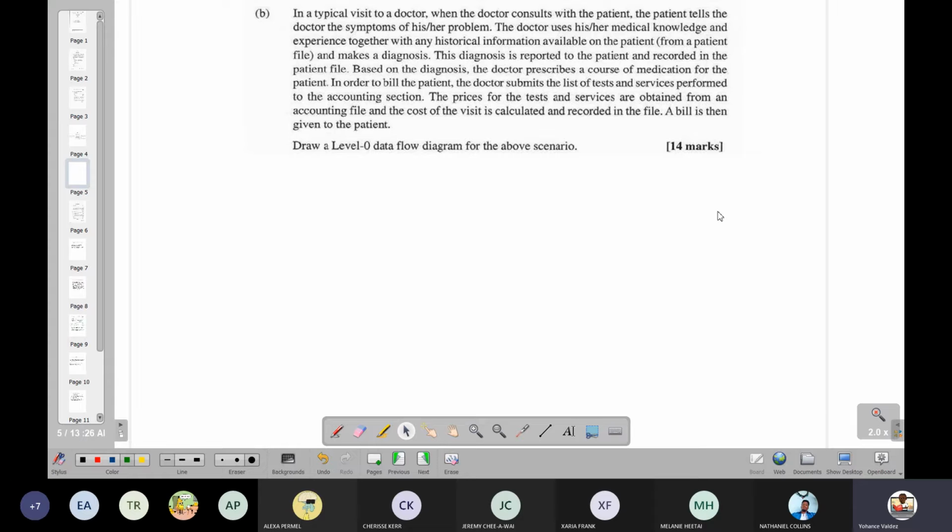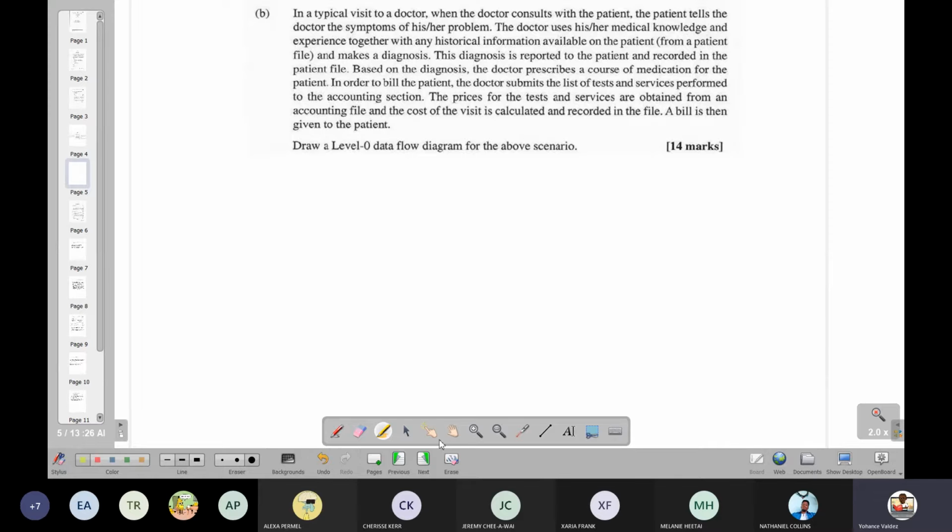So we want to be able to create a level 0 data flow diagram. This is 14 marks, right? This is not just the big circle, the context level diagram. This is the first level data flow diagram. Okay? So we want to first try and identify any external entities. How does our system work? And this is sometimes why a context diagram is important.